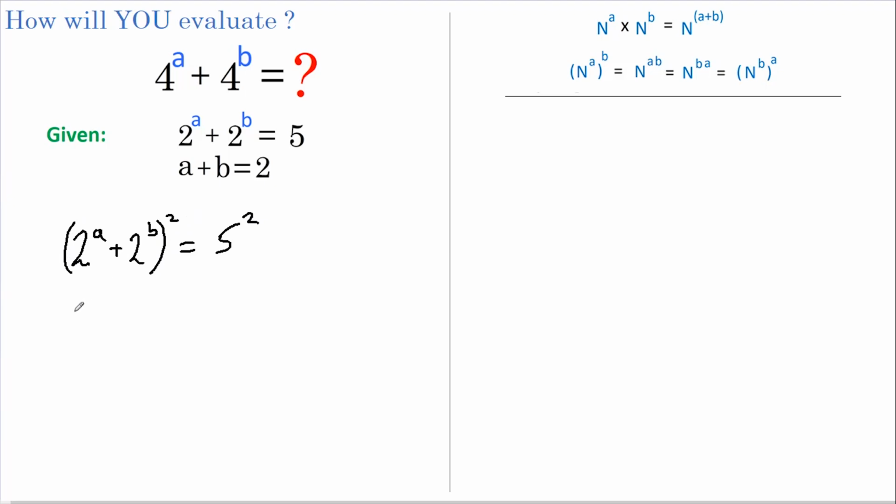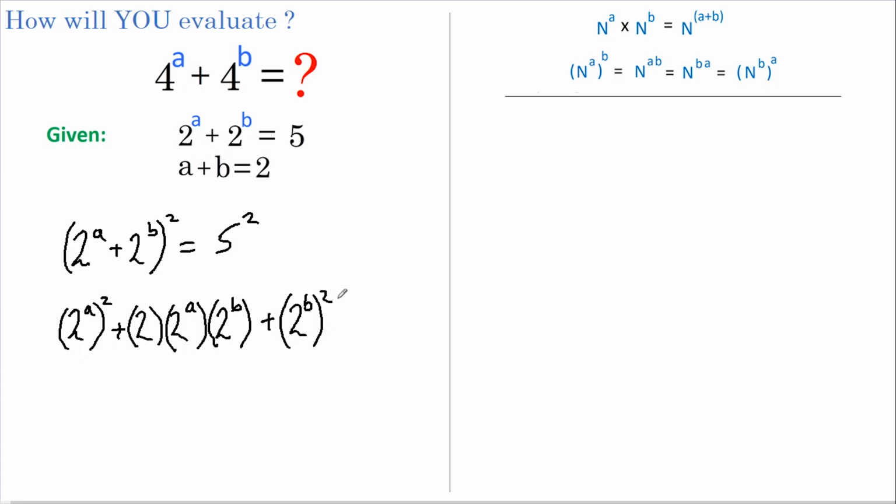On the left hand side, this gives us 2 to the a, all squared, plus 2 lots of 2 to the a multiplied by 2 to the b, plus 2 to the b all squared, and this equals 25.